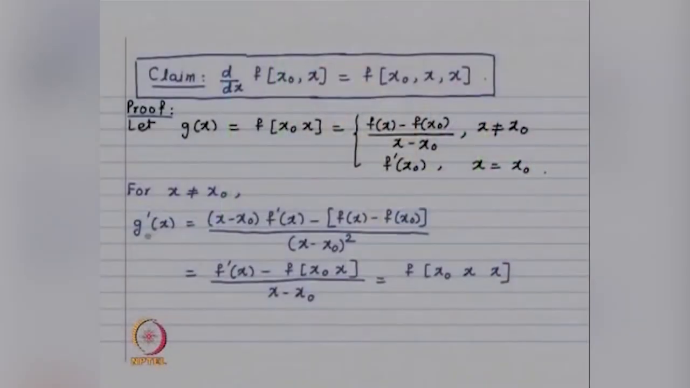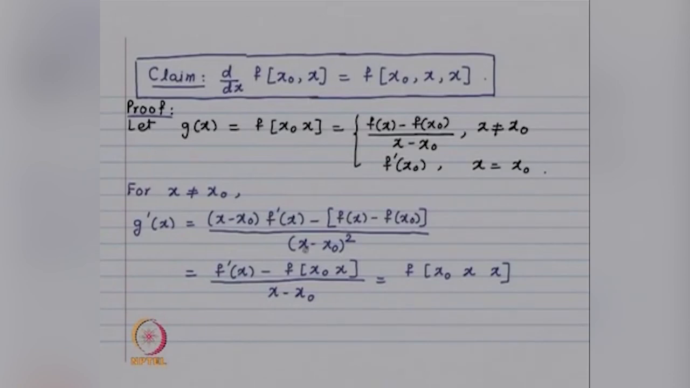So, first the case x not equal to x 0. g dash x will be x minus x 0 squared in the denominator, multiplied by the derivative of the numerator, x 0 is fixed. So, it is f dash x minus the numerator f x minus f x 0, and then the derivative of the denominator, that is going to be 1. Now, one x minus x 0 we cancel. So, we will have f dash x upon x minus x 0.